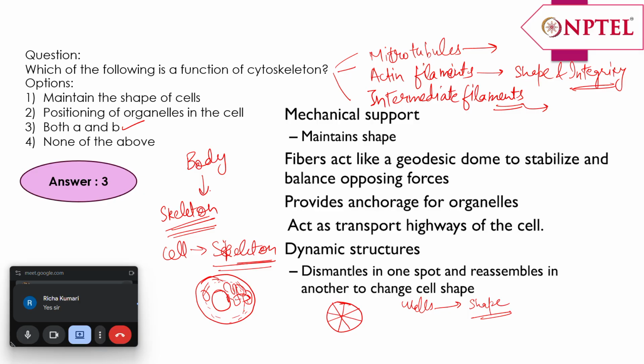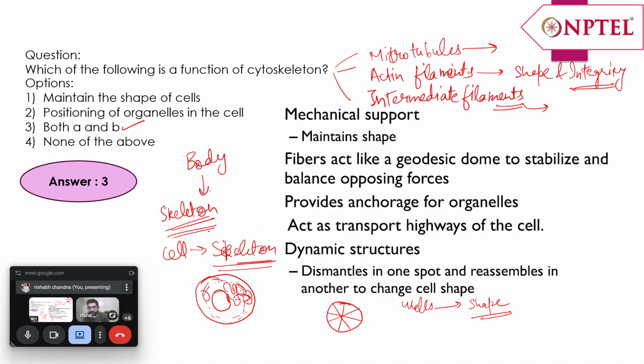Okay, so let's move on to the next question. It is distributed in the whole cell. The cytoskeleton is actually distributed in the whole cell. It means it is present in the membrane or where? Yeah, the cytoplasm.